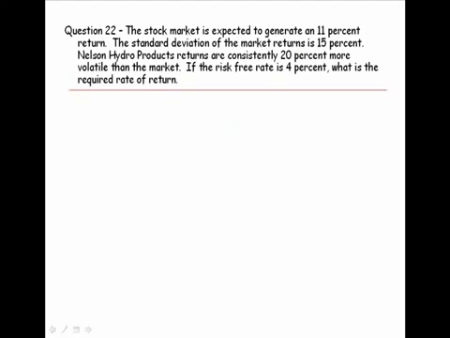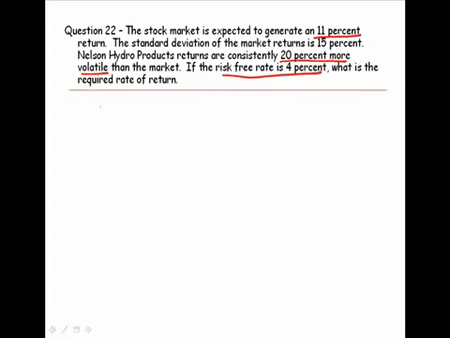The stock market is expected to generate an 11% rate of return. The standard deviation of the market returns is 15%. Nelson Hydro Products returns are consistently 20% more volatile than are the market returns. If the risk-free rate is 4%, what is the required rate of return on this asset?